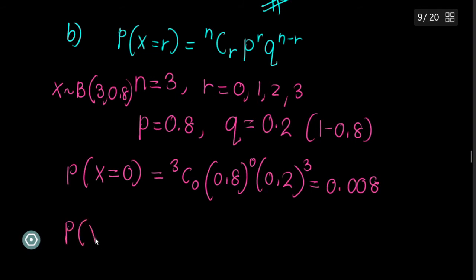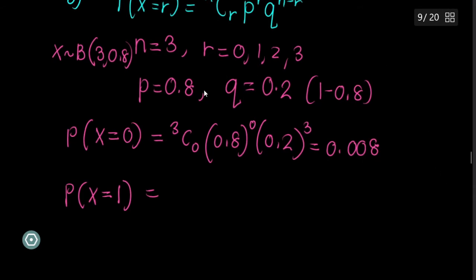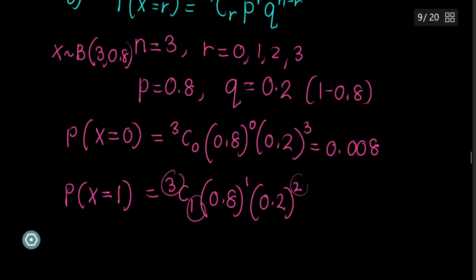Next, let's calculate the probability when he strikes 1 time. Satu kali. So 3C1, 0.8^1, 0.2^2. You know where teacher is getting this? I take 3 minus 1. That's why I get 2. So key in your calculator. 3C1, 0.8 power of 1. Key together so that we can see whether your calculator skill is there or not.